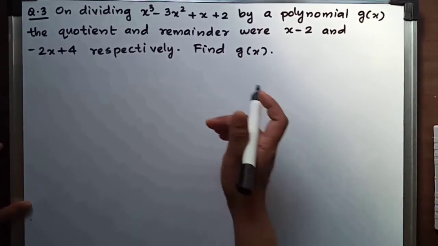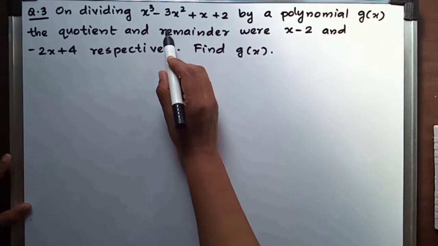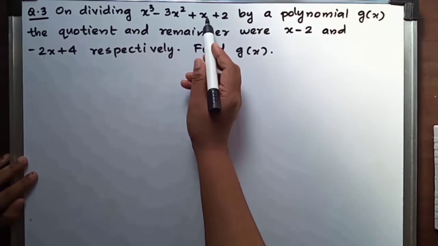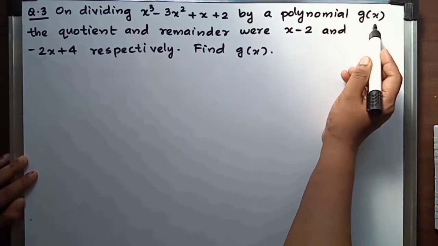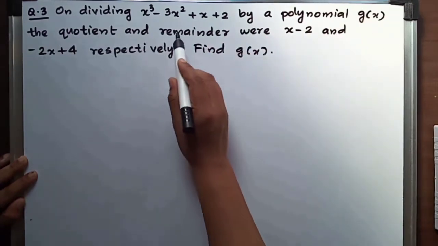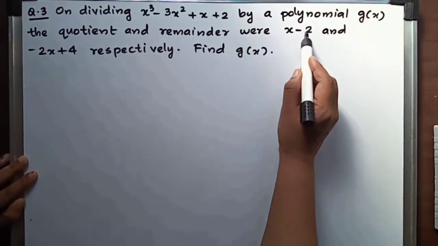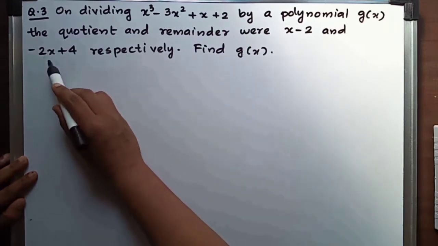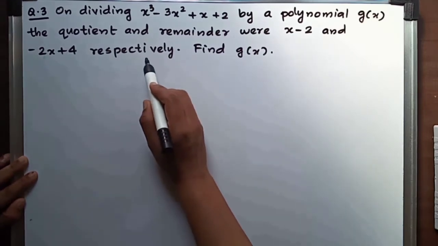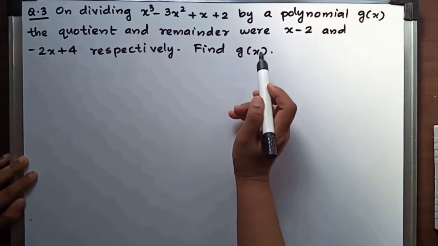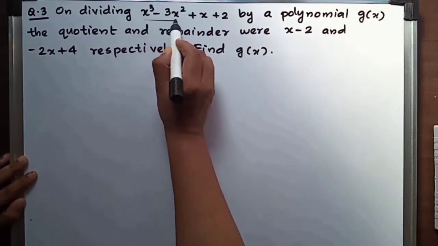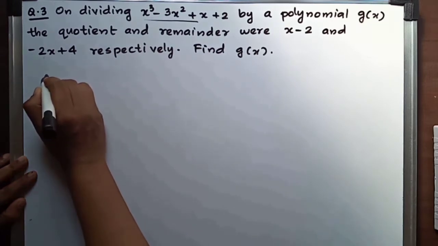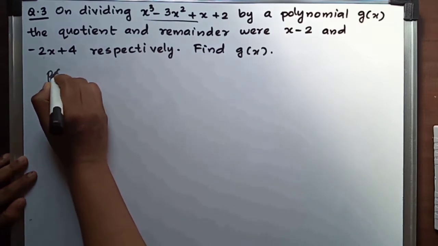This is our third question. Question is like this. On dividing x cube minus 3x square plus x plus 2 by a polynomial g of x, the quotient and remainder were x minus 2 and minus 2x plus 4 respectively. Find g of x. Anyways, we have given a polynomial here. Let us take it as p of x.